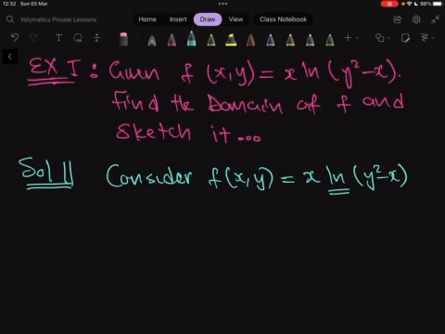So already we have a product of two functions, x and the natural log of y squared minus x. So x is a polynomial, and we know that polynomials do not have any restriction in them. They can take anything. For everything that you give them, they give you an output. But that's not the case for the logarithm.